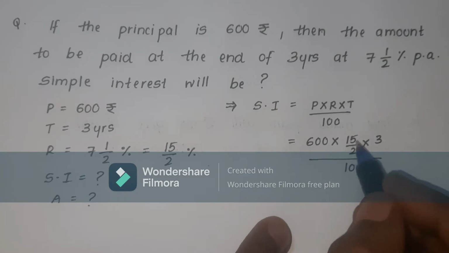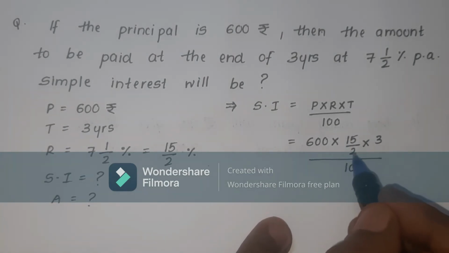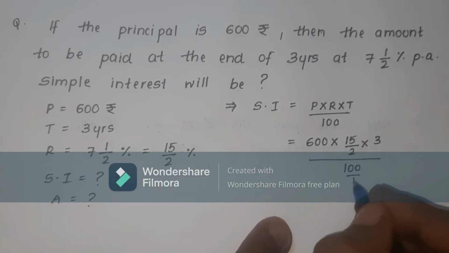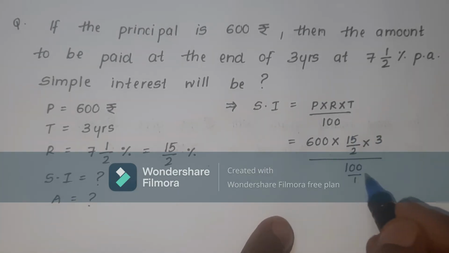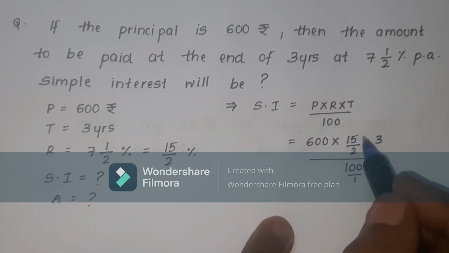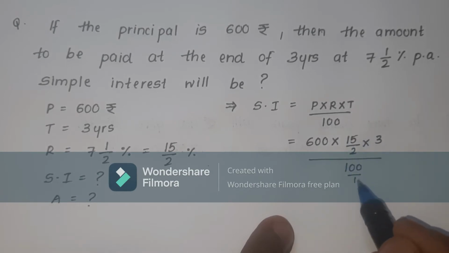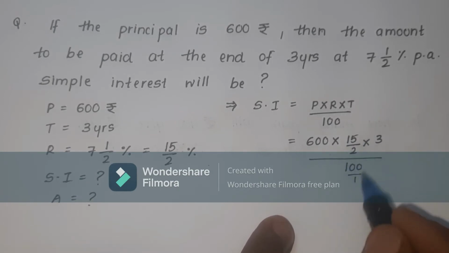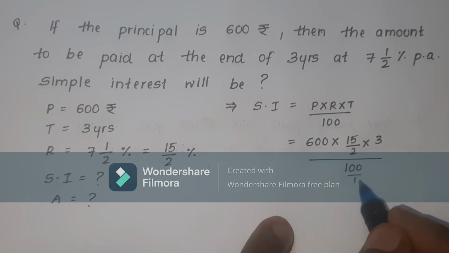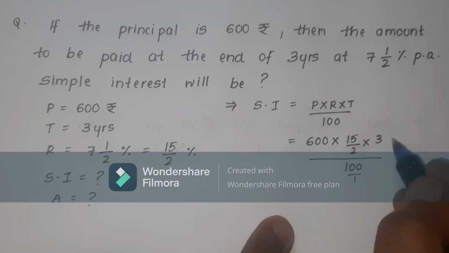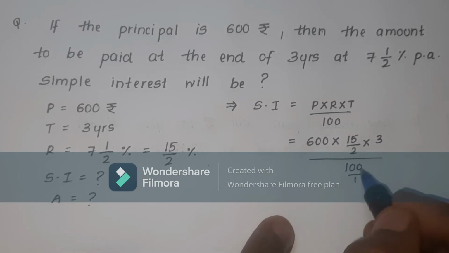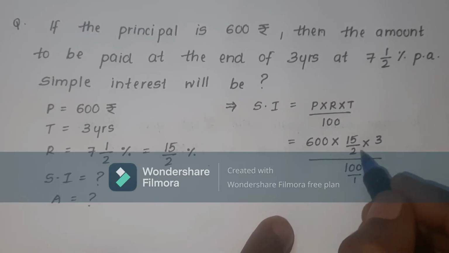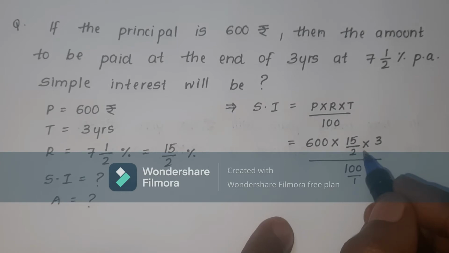And you know, student, you have one fraction value in the numerator. So let us make one fraction value in the denominator also. Now we can say one fraction is divided by the other fraction. Whenever one fraction is divided by the other fraction, the denominator of the second fraction will be the multiplier with the numerator of the first fraction, and the numerator of the second fraction will be the multiplier of the denominator of the first fraction.